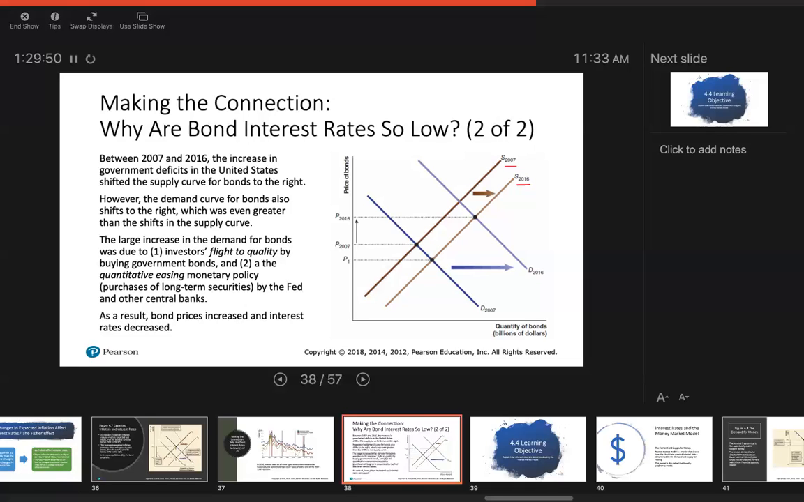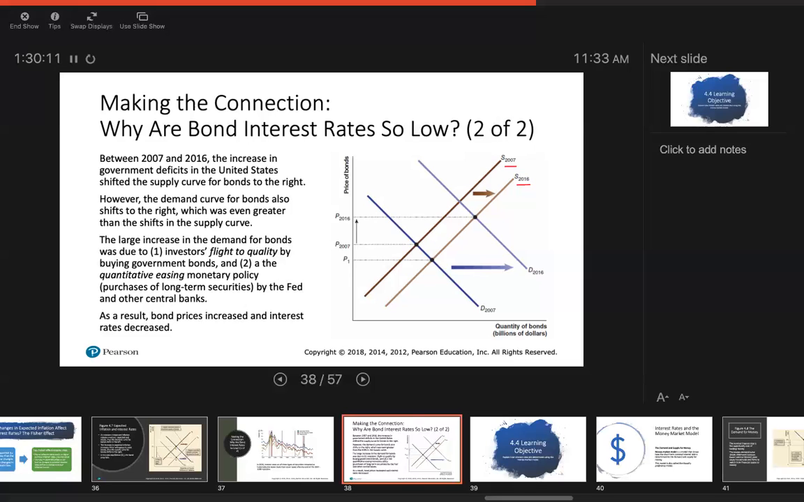So in 2016, where we find ourselves is in this new equilibrium, where the 2007 and 2016 curves intersect here, where the price of the bonds has risen dramatically from 2007 to 2016. So as the price of these bonds has risen dramatically, what has happened to bond yields? They've fallen dramatically and they've stayed at those levels.